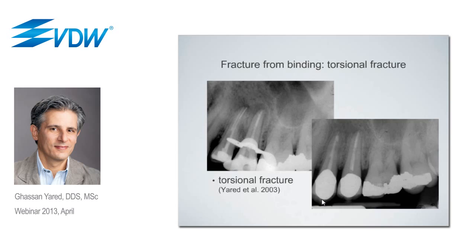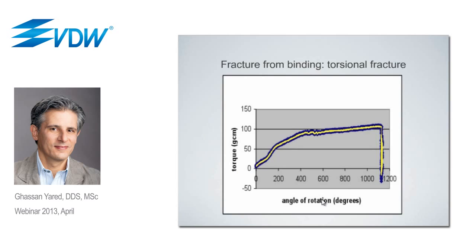What happens when we use a rotary instrument, the instrument can bind in the canal during the rotation. When it is binding, it will be subjected to stresses where it is binding, usually at the tip of the instrument. This is what we call, in a way, torque. The motor keeps rotating the instrument. The stress on the instrument increases, and at some point, the stress will cause the instrument to fracture. This is fracture from binding, or this is torsional fracture.